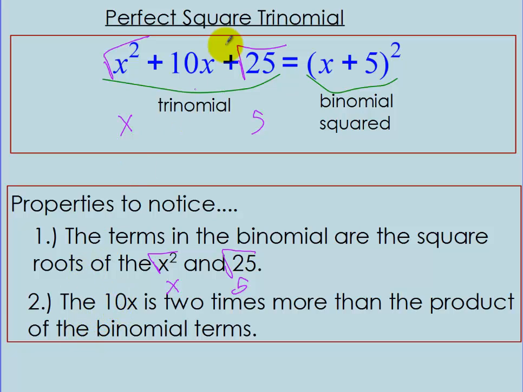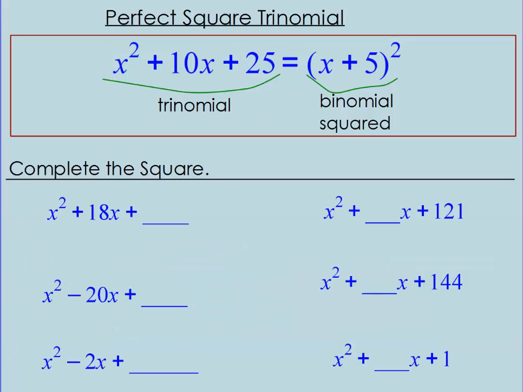The other thing to notice is that the 10x is 2 times the product of the binomial terms. That means it's 2 times the x times the 5, which multiplies out to 10x. So the middle term of the trinomial with the x is going to be 2 times the product of the binomial's terms. Alright, so let's actually practice that a little bit.